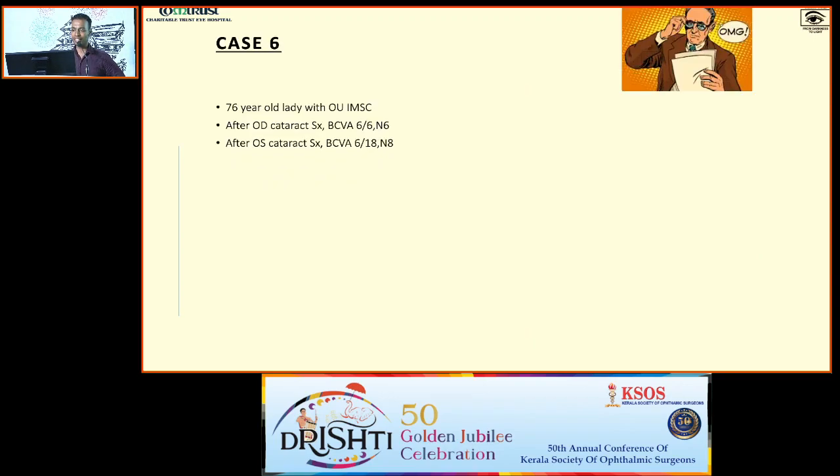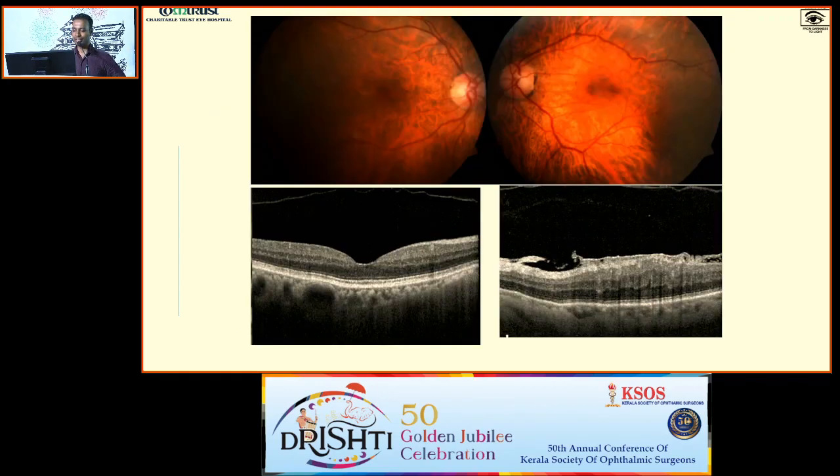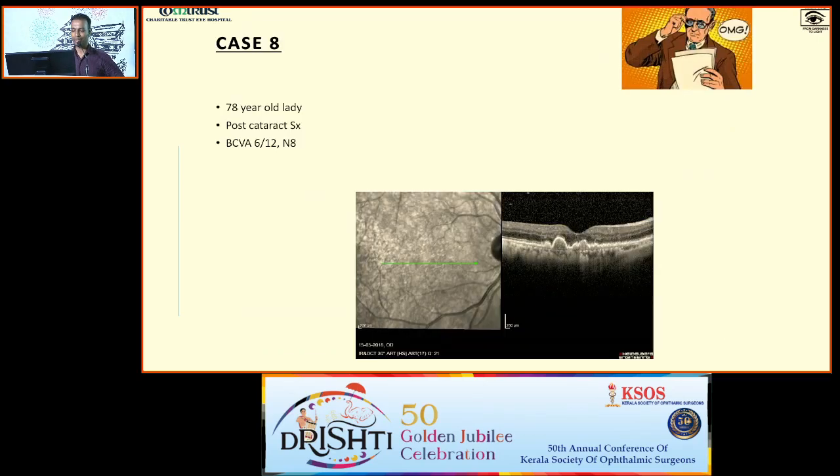And another patient, after one eye surgery, we were very happy, 6/6 and N6. The other eye, we went ahead and did surgery, and on the tessellated fundus, we could not see much, but she had an epiretinal membrane. So these are certain scenarios that can be avoided by preoperative OCT.